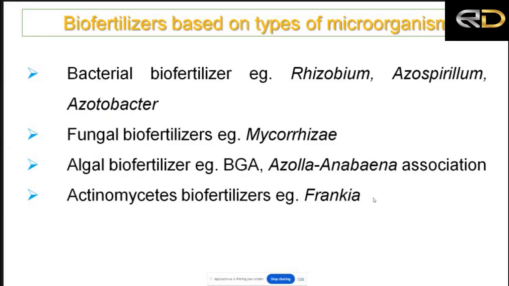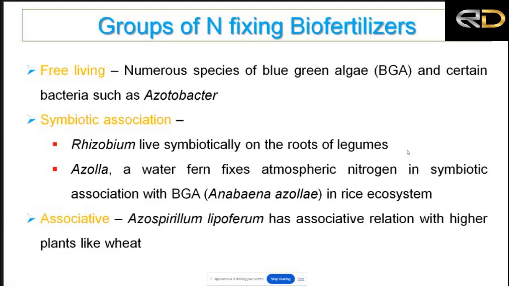For bacterial biofertilizers, we have Rhizobium, Azospirillum, Azotobacter; they are all bacteria. Fungal biofertilizers are also there, like mycorrhizae. Then algal biofertilizers, we have blue-green algae and Azolla, which are all nitrogen fixers. Then actinomycetes, here we have Frankia. So they all contribute towards the making of biofertilizers, and all these can be used as a component of organic farming. These are just a few very important examples among the groups of nitrogen fixing biofertilizers.